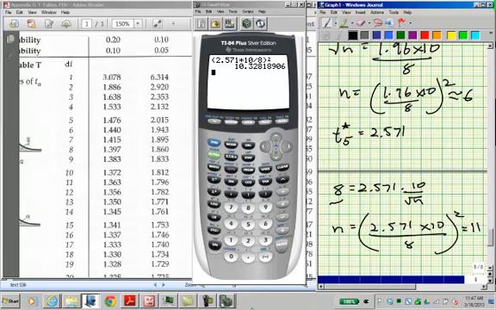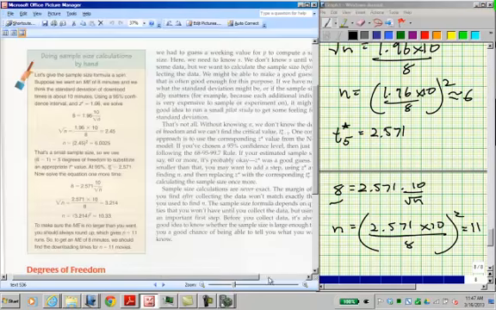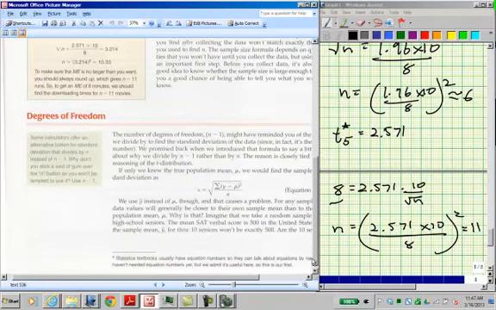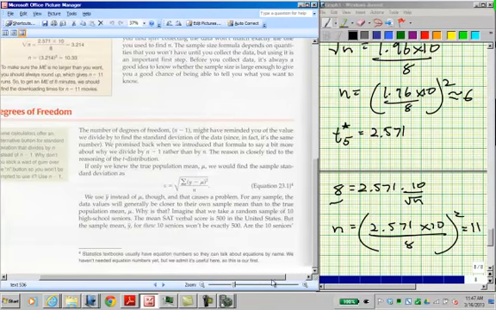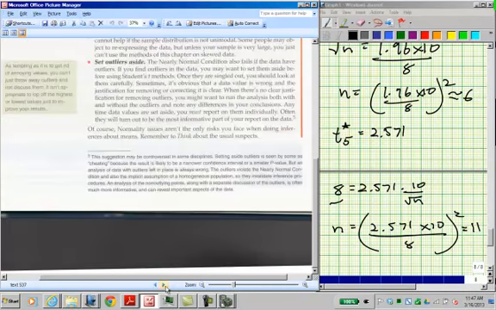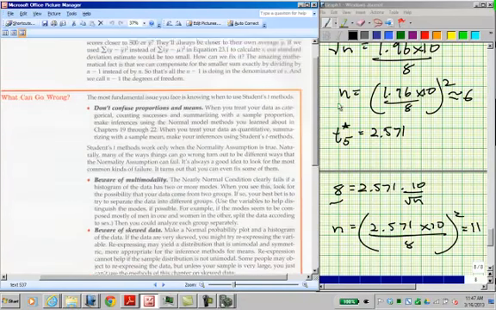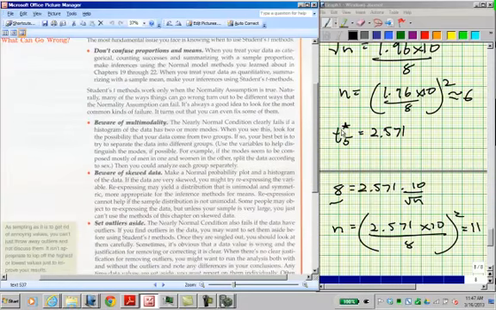All right, back to the book. So, degrees of freedom, there's an explanation. You can get into that if you want. I'm not going to go into that now. I don't know if you're going to remember it. Just the main thing is how to calculate it. Okay, don't confuse proportions and means. You just got to be aware.